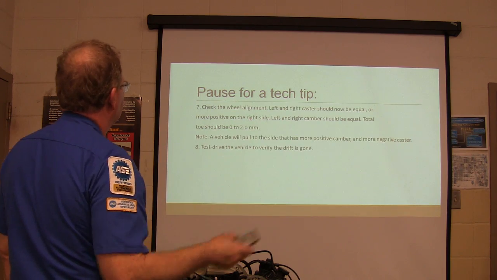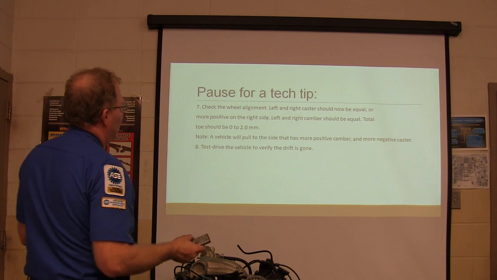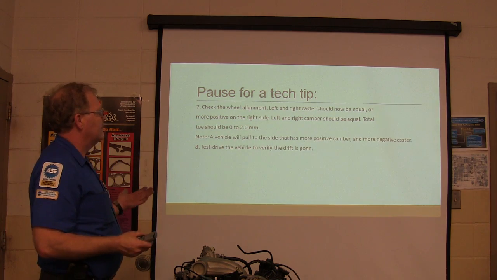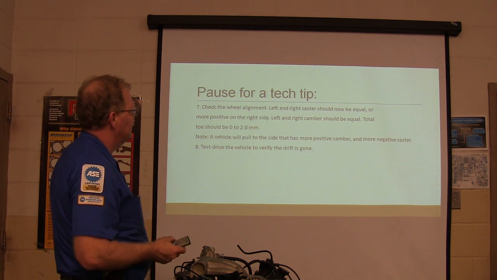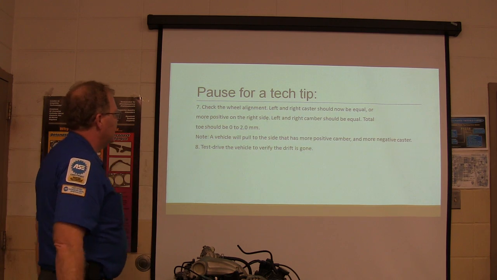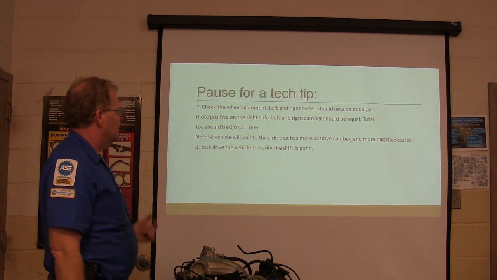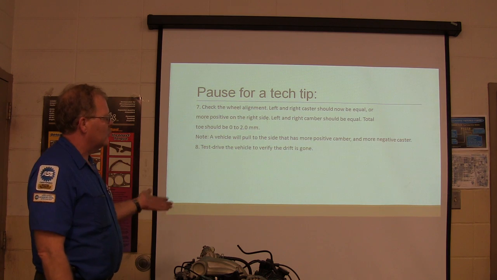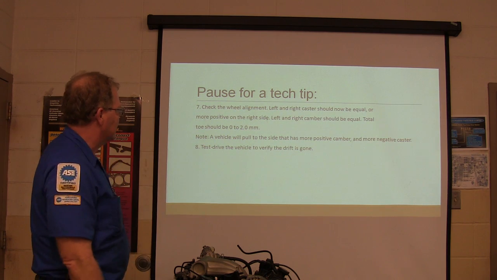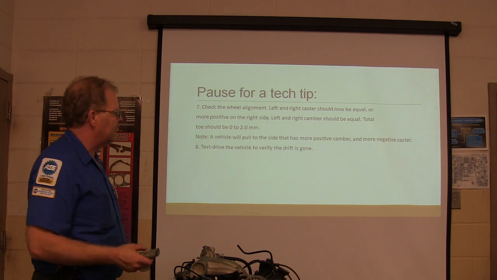Come on, man. Check the alignment. Left and right casters should now be equal or more positive to the right side. Left and right camber should be equal. Total toe should be 0 to 2 millimeters. The vehicle is going to pull to the side that has more positive camber, more negative caster. So you test drive the vehicle and verify the drift is gone.